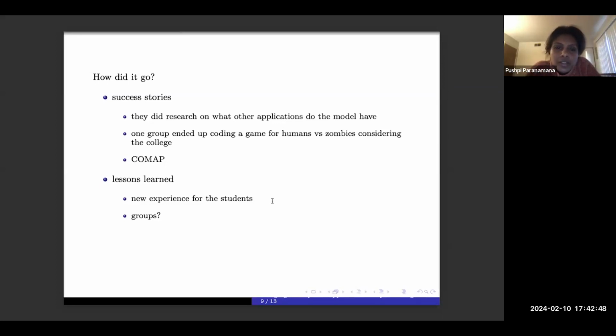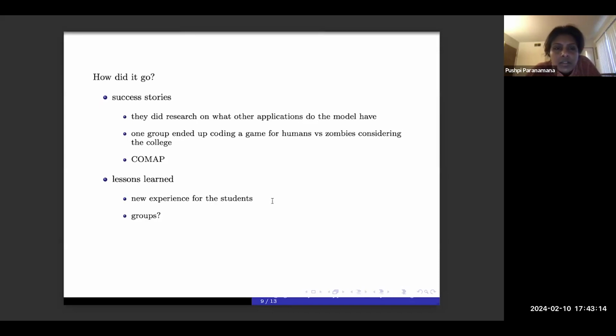Overall, I think it was a positive experience, and obviously there's room for improvement, but the students enjoyed it, and I think it was a good activity for the students to think outside the box a little bit, and to see the applications or research aspect of differential equations.